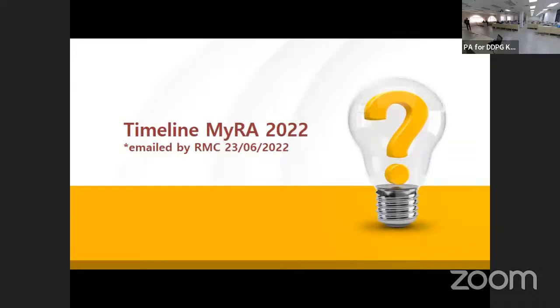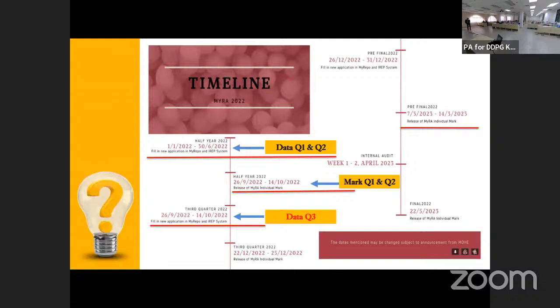Okay, this is the timeline for MyRA 2022 as emailed by RMC on the 23rd of June 2022. For quarter 1 and quarter 2, we have also submitted the data to the RMC. Now we are still in the process of receiving feedback, let's say if a commission has a problem with their marks. You can still contact your section coordinator, because now we are waiting on quarter 1 and quarter 2.